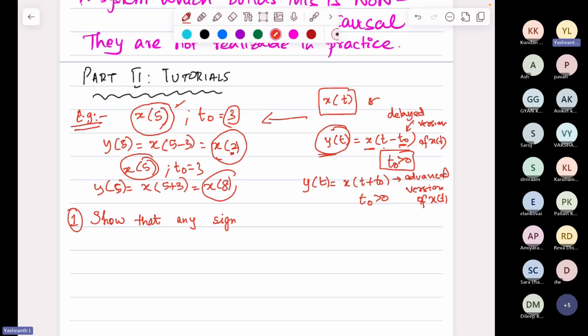So delayed version implicitly means, if someone says x of t is delayed, they are referring to the signal x of t minus t naught for some positive t naught. Similarly, if someone is saying x of t is advanced, they are referring to x of t plus t naught for some positive t naught. Is it clear? Yes, sir.